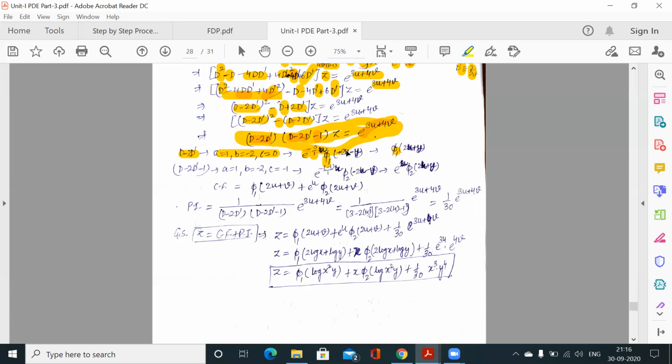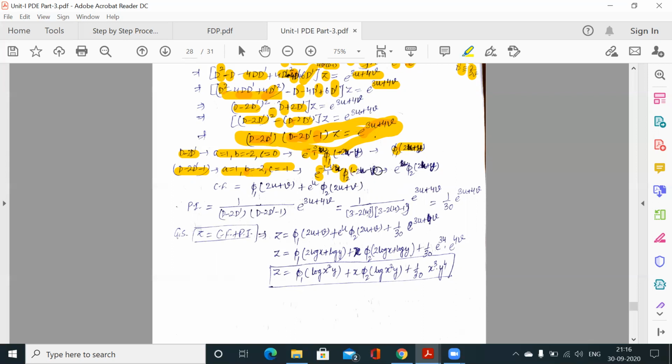So minus is common, we can take that outside this function. So it is phi 1 of 2u plus v. Similarly for the second factor, D minus 2D dash minus 1, a is 1, b is minus 2, and c is minus 1. So in this case, e to the power minus c is minus 1, a is plus 1 into u, phi 2 again bu minus av. So b is minus 2, a is 1.